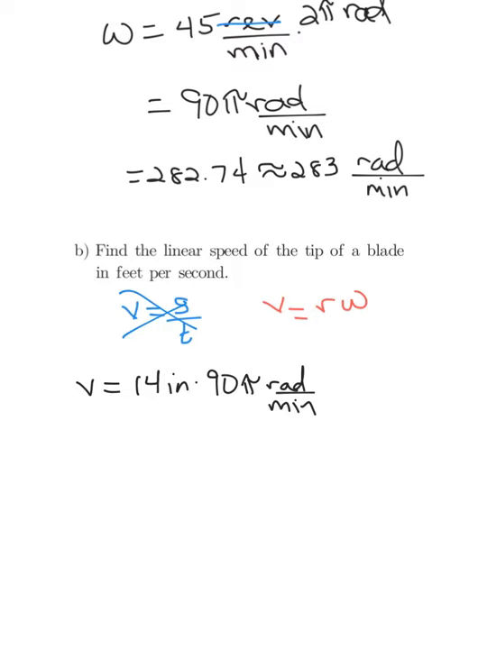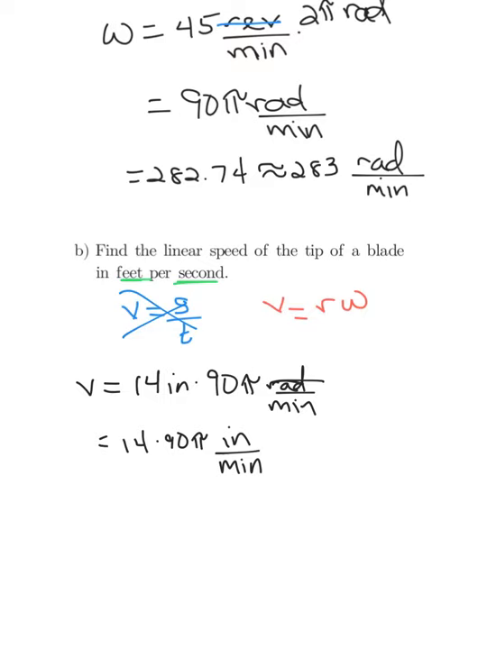Now, as soon as I take a unit of length times radians, radians are gone. I don't have to worry about that. So what I have right now is 14 times 90 pi inches per minute. If you look at what we're supposed to be doing, it needs to be in feet and seconds. So those of you who have taken chemistry in the past, it's coming back to haunt you. We have to do conversions.